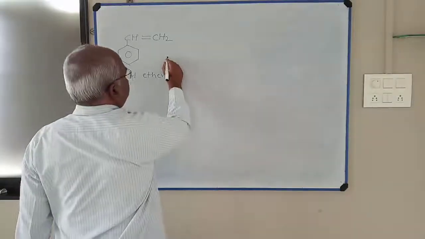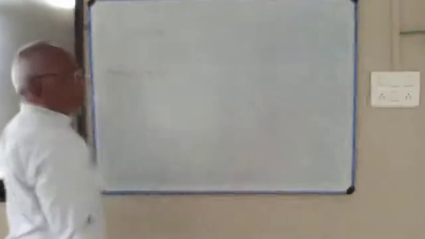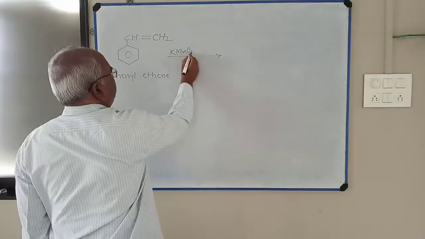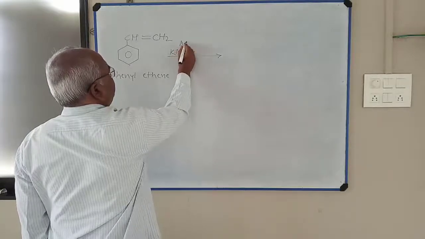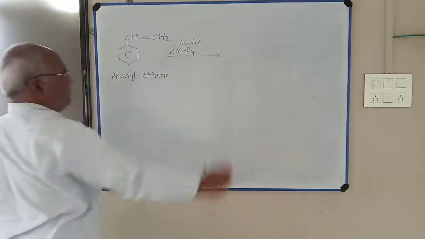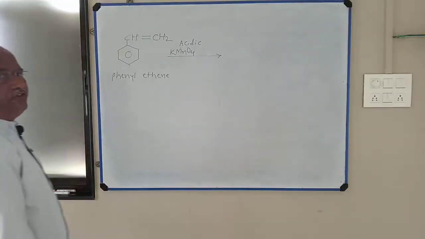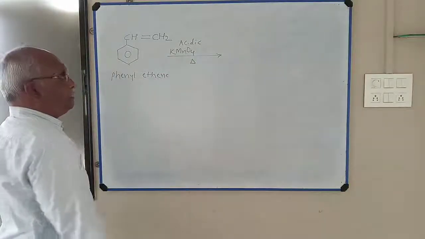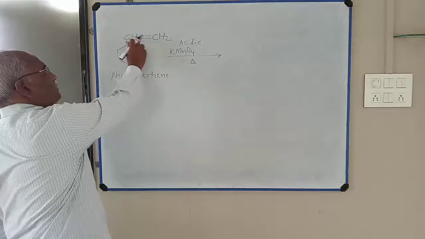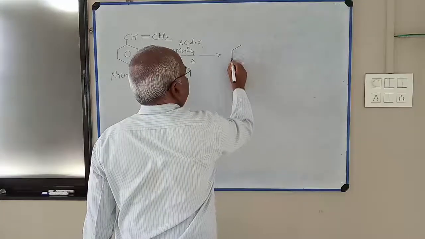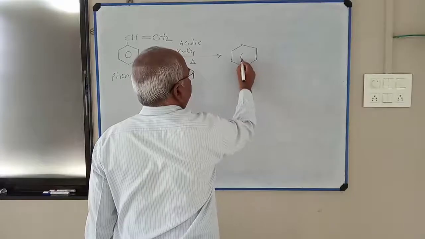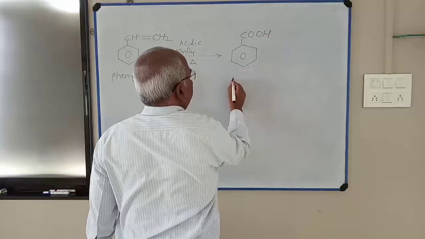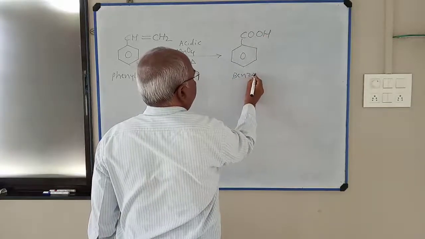It is oxidized. Oxidizing agent is potassium permanganate or acidic potassium permanganate. Here, oxidizing agent used is acidic potassium permanganate. Oxidation of this carbon takes place and irrespective of length of the carbon chain, here carboxyl group is produced. So this compound is benzoic acid.